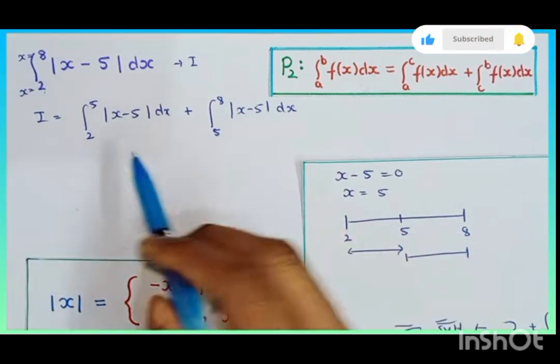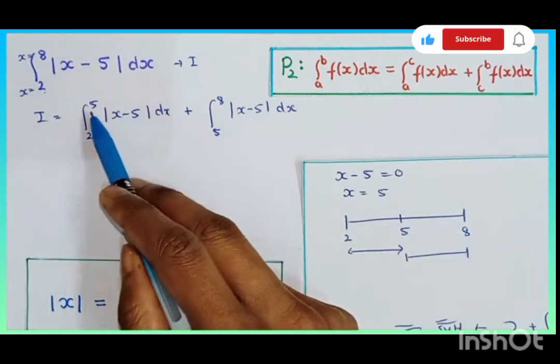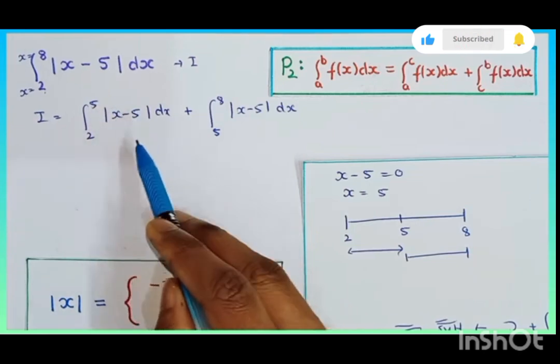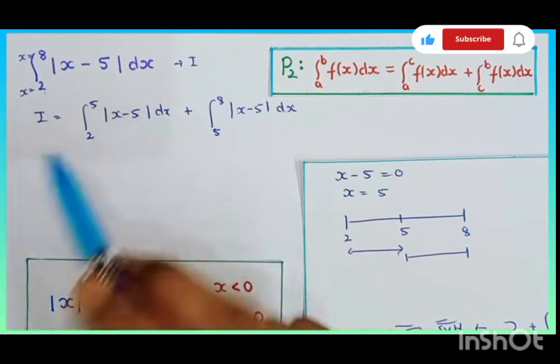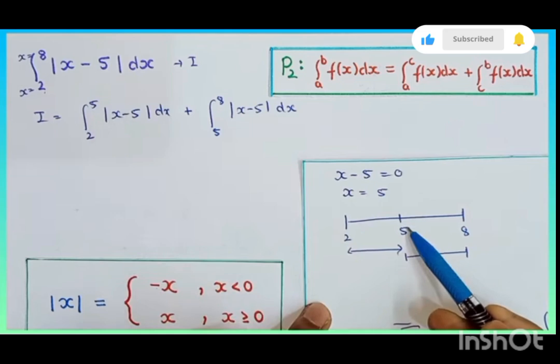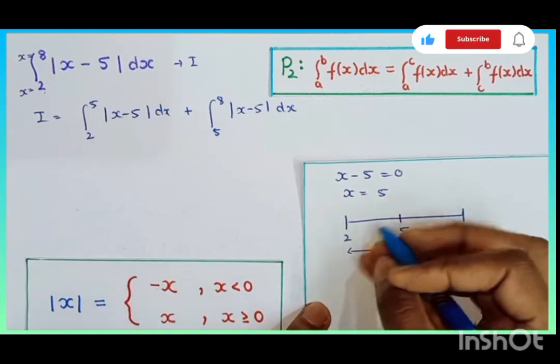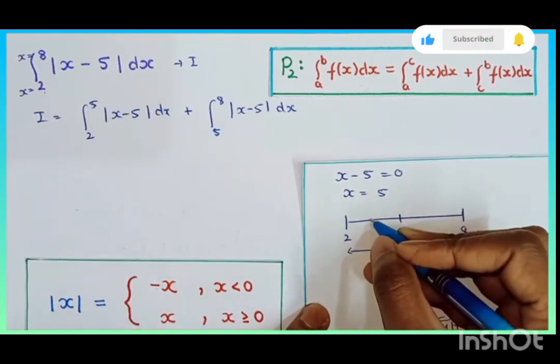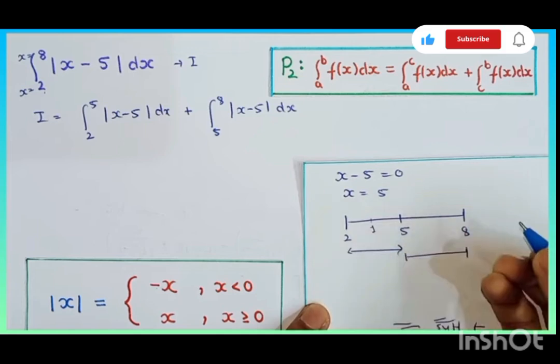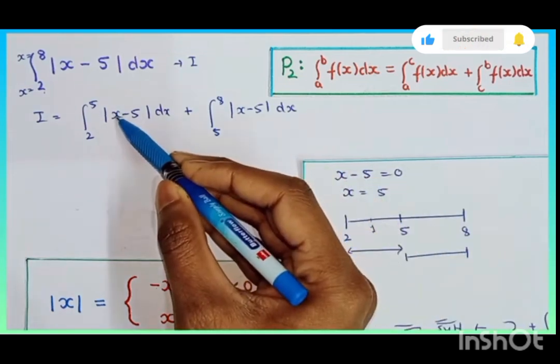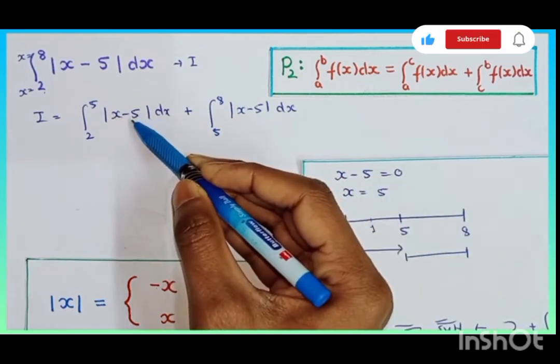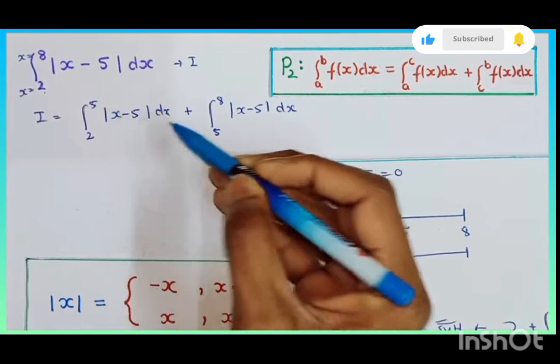Now quickly tell me, in this interval between 2 and 5, will our x minus 5 be positive or negative? Check it, pick any value between 2 and 5. If I take 1, we'll get 1 somewhere in the middle. If I put 1 here, the value of x is 1. So 1 minus 5 is minus 4. So, there's a negative value inside the mod.